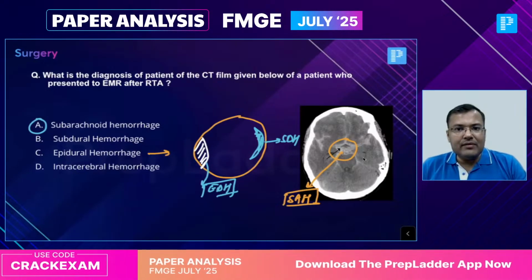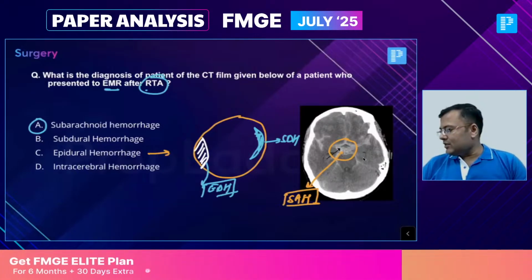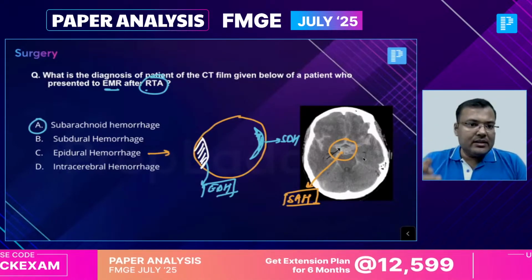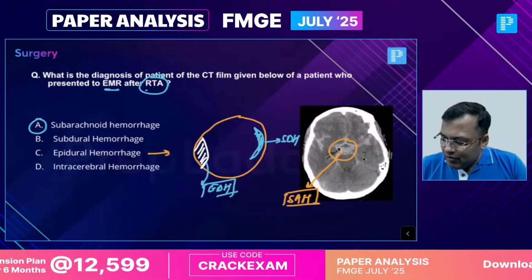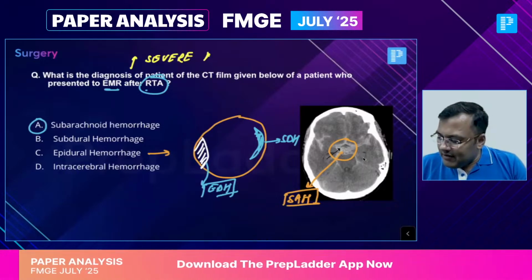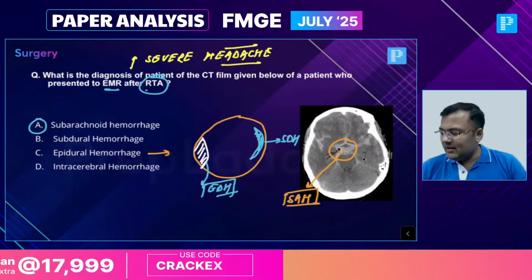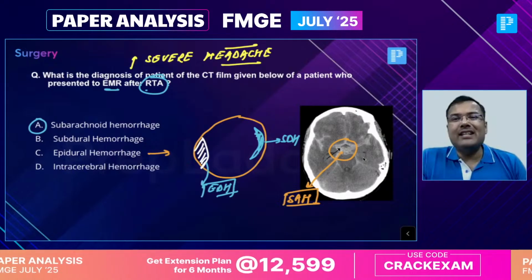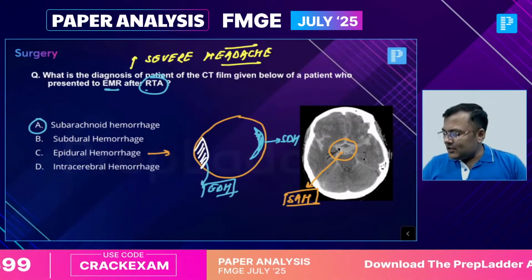So the diagnosis of a patient on a CT film who came to the emergency after a road traffic accident. Since you can see these hyperdense areas in the basal cistern region, this is subarachnoid hemorrhage. Okay, somebody was telling me that, sir, severe headache was also given in the question. Yes, severe headache was given in the question. Obviously, the patient is going to describe that, sir, it was the worst headache of my life. This is subarachnoid hemorrhage. Correct answer is option A.